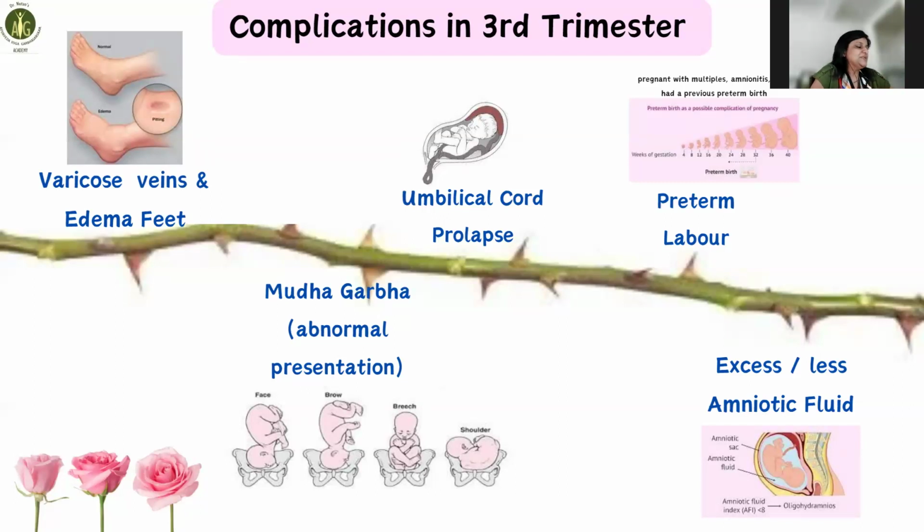Then there is umbilical cord prolapse. Sometimes there is preterm labor, like before the 36th week itself, where the mother gets into labor for various reasons, and that could give birth to a premature baby. And sometimes there is excess or less amniotic fluid.